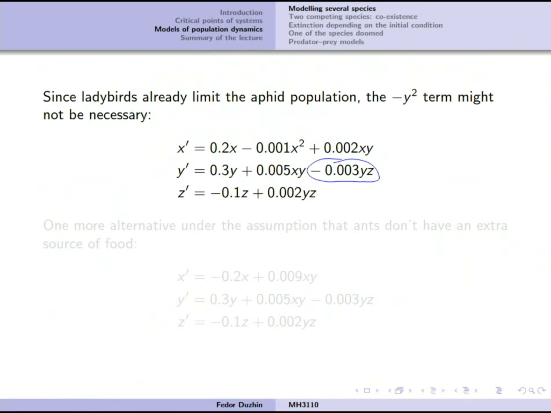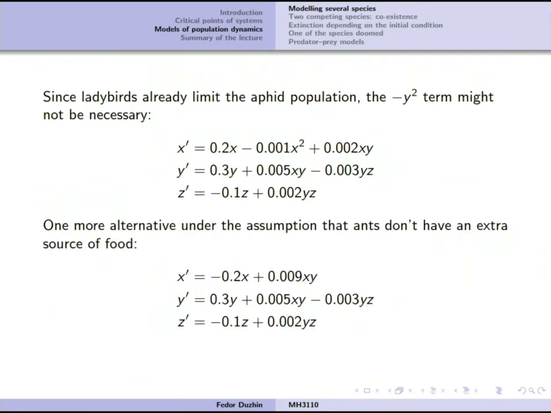So another thing is how we can change it. For example, here we assume that ants have an extra source of food, but at the same time we already have a positive term. Which means that the ants are not going to die out anyway, because ladybirds do not eat ants, and ants benefit from just having aphids around. So if we have a positive population of aphids, then we have a positive growth rate for ants. So we may not need this positive term in the linear terms, so it may be negative.